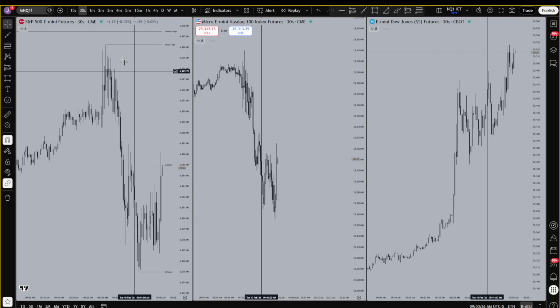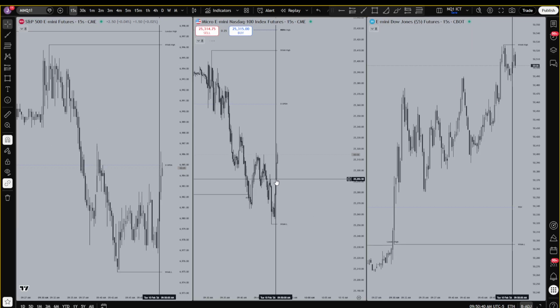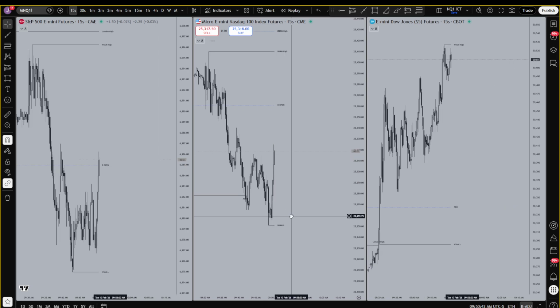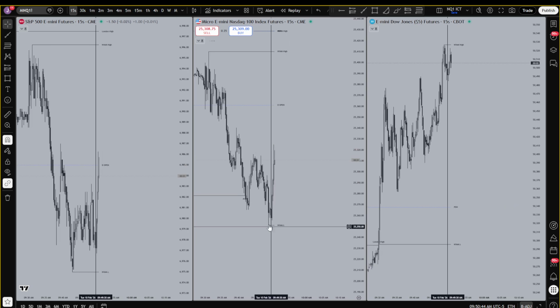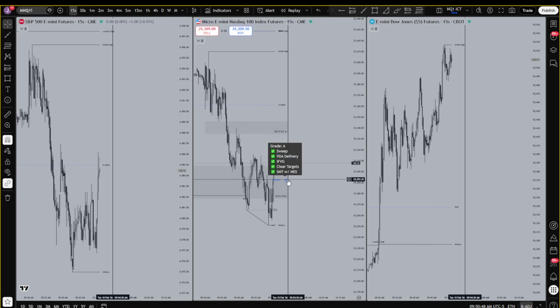So let's see, was there any 15-second or 30-second? Yeah, so there's this 15-second right here. I guarantee you that this is the move that sends us, because there's SMT. We stopped out every single one that originally entered. This would be the entry right here. This is the A entry.